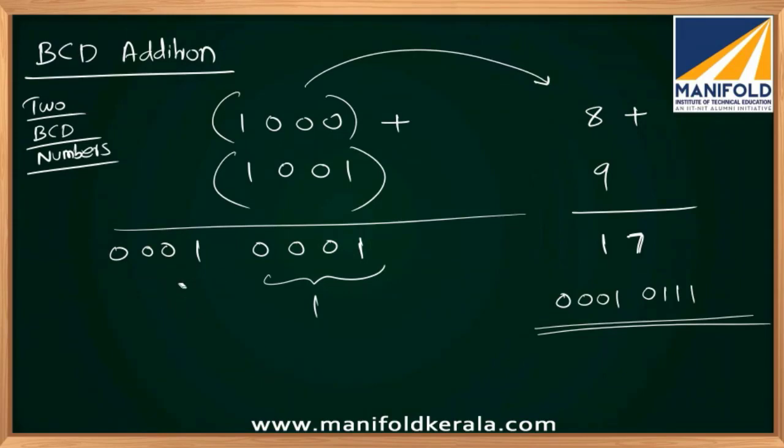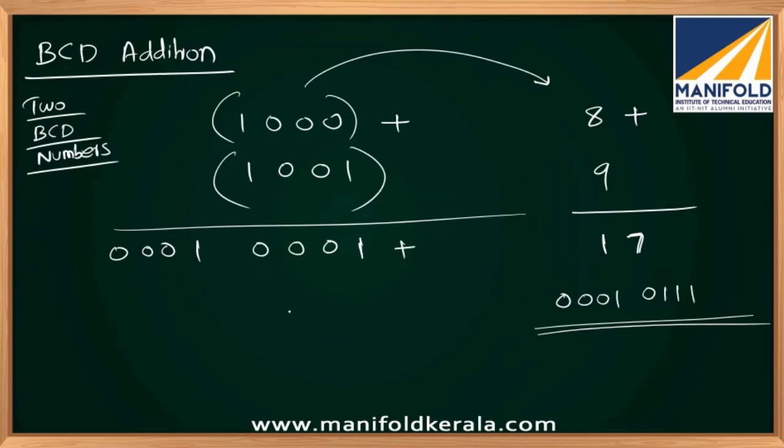So this results in a wrong BCD result. This is not the result we are looking for in BCD addition. If this is interpreted as a valid BCD, you will read it as 11, but that is a wrong answer. You are actually expecting 17. So something has to be done to make it a valid BCD result. How will you move from this to the valid result?